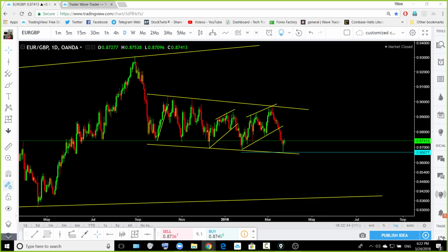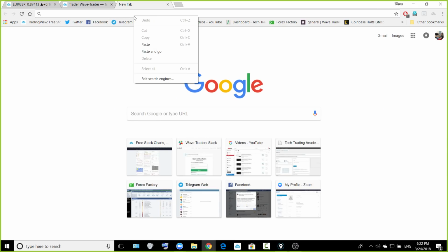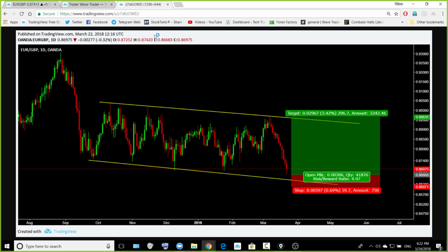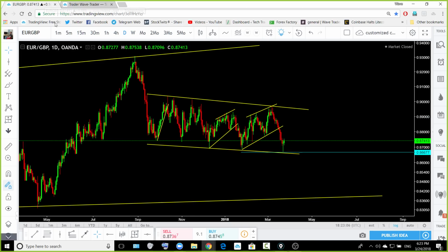Let me look at the chart. Yeah, here we got that. So we were looking for buy when price was falling at the bottom. All right, we were looking for buy. So it bounced off aggressively, which is a good sign.